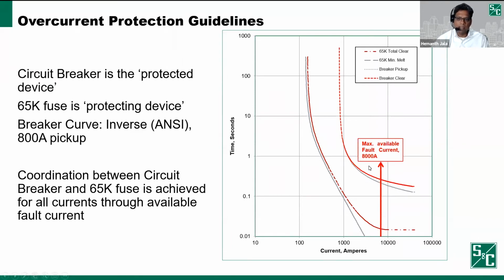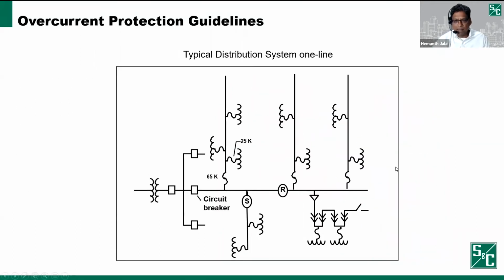What we mean by that is when there's a fault of any value up to 8000 amps, these devices will operate the way they're supposed to. The breaker is not going to operate for a fault that this particular fuse 65K should operate, and vice versa. The way you want to look at that is, if I go back to this one line, you want to make sure that this 65K fuse right here will take out any faults that are happening on this line.